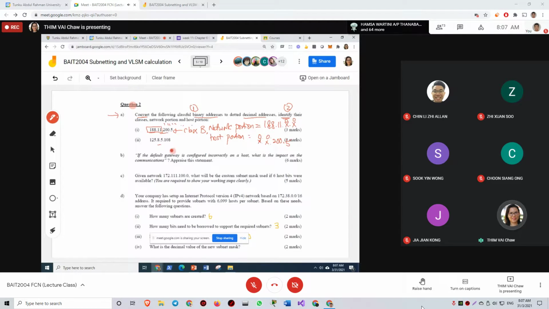Okay. So now this one 127 should belong to class A. So it means that for the network portion, a short form is 125.x.x.x. Then for the host portion will be x.8.5.108. Okay. Nothing. So now we're moving on to this particular question.